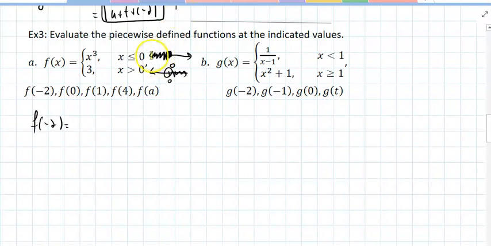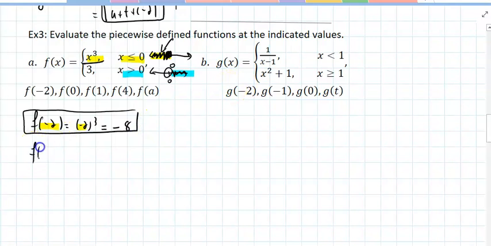Isn't negative 2, doesn't negative 2 fall right there to the left of 0? That means I'm going to use the associated function with it. I'm going to take the negative 2 and I'm going to cube it, and I'm going to work on a line I shouldn't, just so that you would see it. That would be f of negative 2.